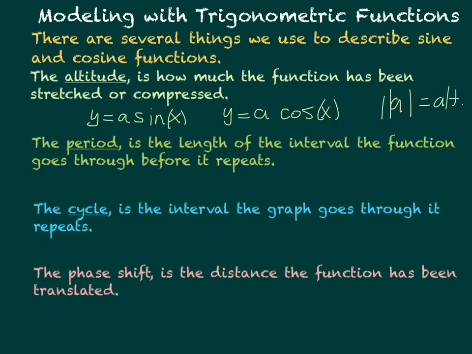All right, and now the period is the length of the interval the function goes through before it repeats. So what this means is we will find our period by what is multiplied on the inside. So we have y equals a times the sine of bx, or we will have y equals a times the cosine of bx. B would be what we call the period. And we can find that length by taking 2 pi and dividing it by b.